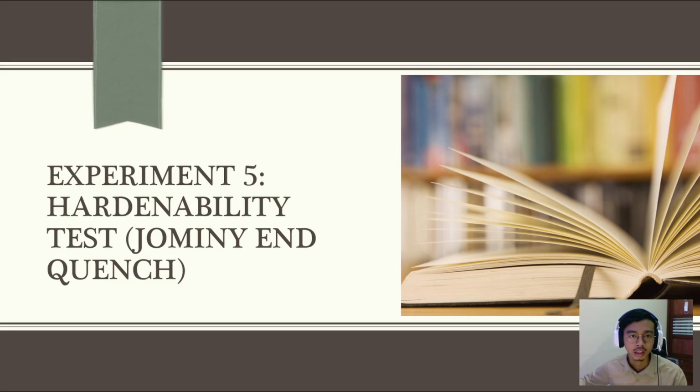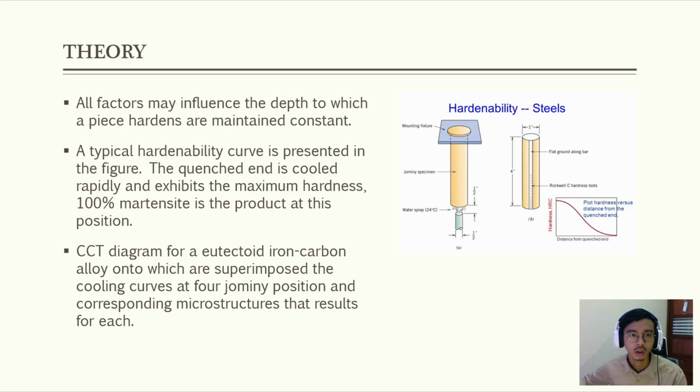My topic is experiment 5, hardenability test Jominy and Quench. For the theory, all factors that may influence the depth to which a piece hardens are maintained constant. A typical hardenability curve is presented in the figure. The quenched end is cooled rapidly and exhibits the maximum hardness. 100% martensite is the product at this position.